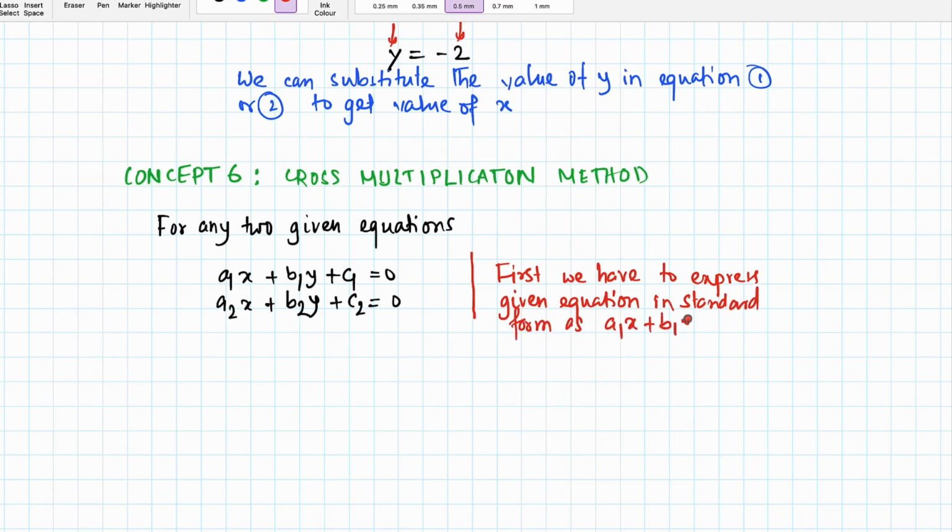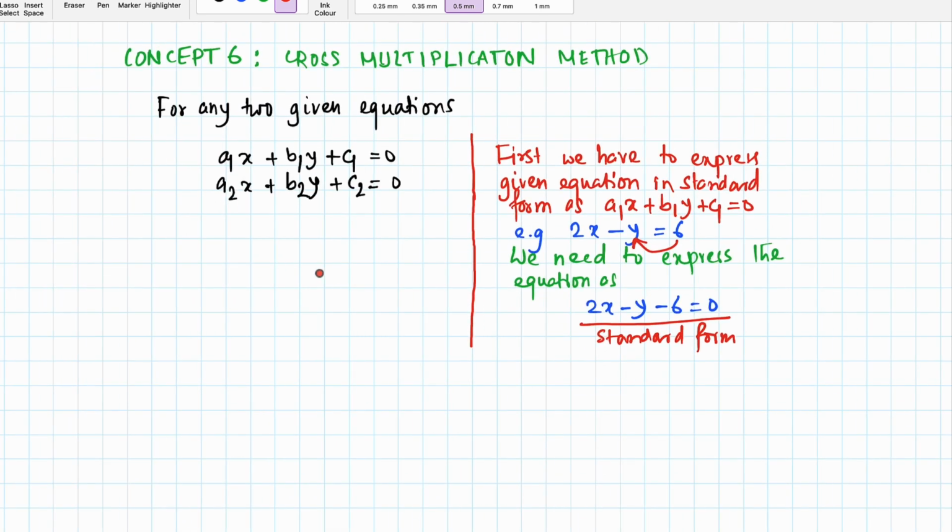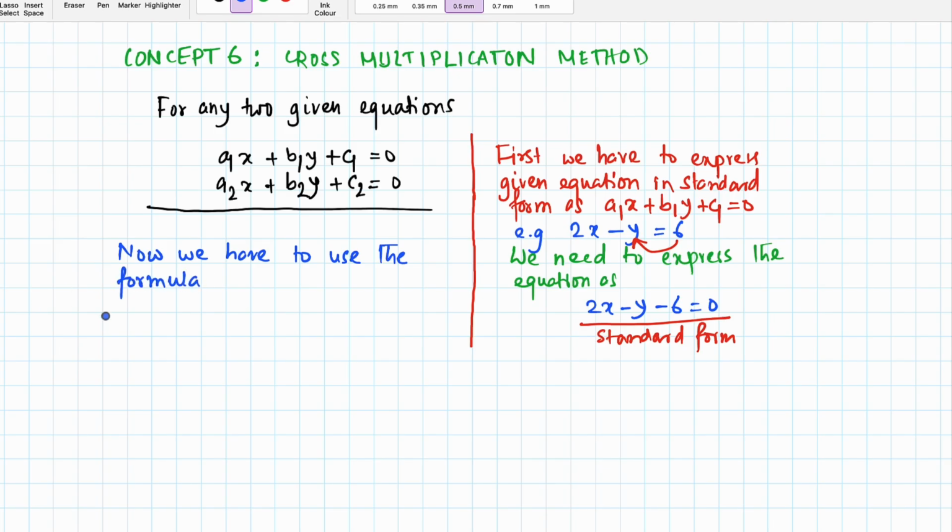Sometimes the equation will not be in standard form. The standard form is a1x plus b1y plus c1 equal to 0. For example, 2x minus y equal to 6 is not the standard form, so we need to express it in standard form. We have to move 6 from the right hand side to the left hand side. So 2x minus y minus 6 equal to 0 is the standard form. In this kind of method of solving, we first need to convert the equation into its standard form. Now we have to use the formula.